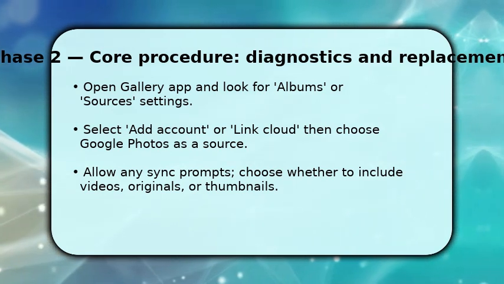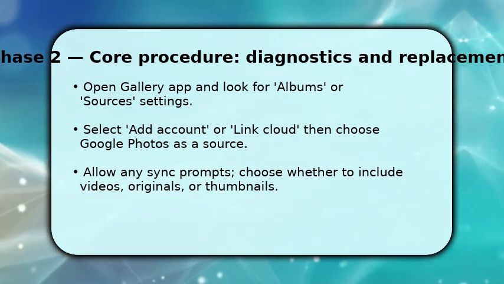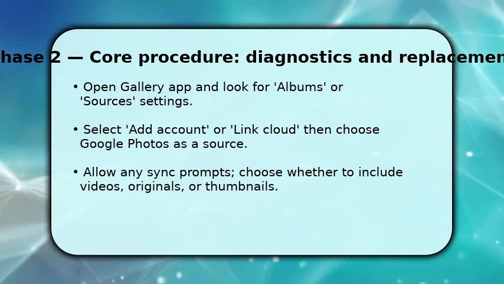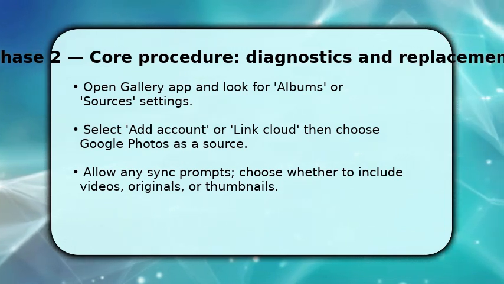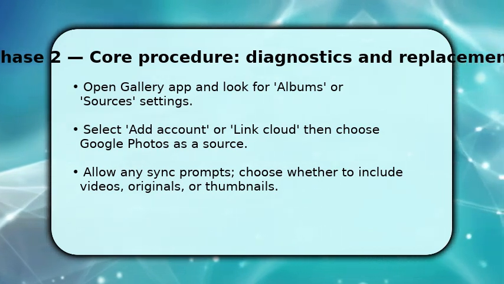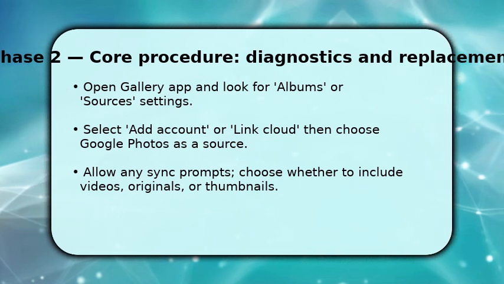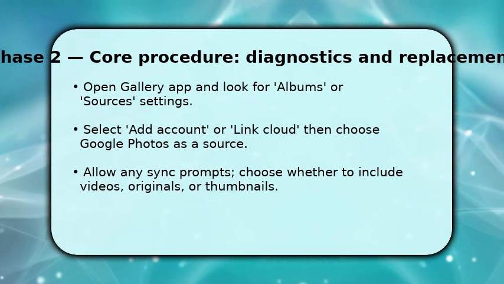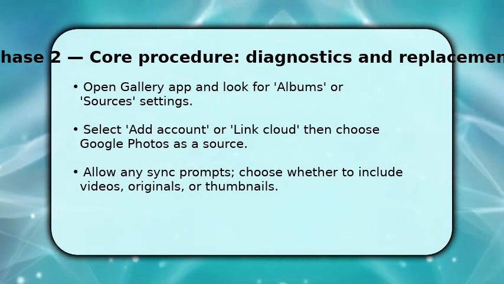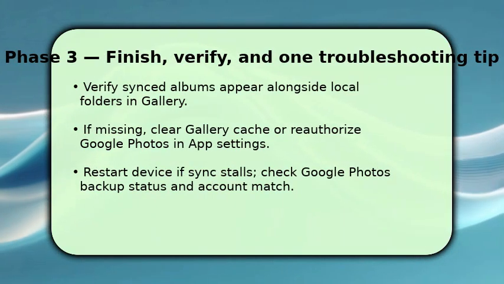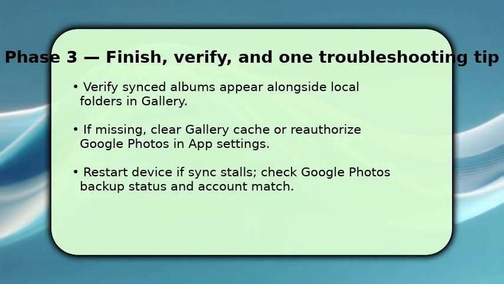Select Google Photos. Make sure you pick the same Google account you signed into earlier, then allow the Gallery to access that account. Choose sync options, include videos or originals if you want full quality or just thumbnails for faster browsing, and confirm. Once syncing starts, wait briefly for your albums and thumbnails to appear alongside local images in Gallery view. Finish by checking that Google Photos albums now appear in Gallery next to local folders.